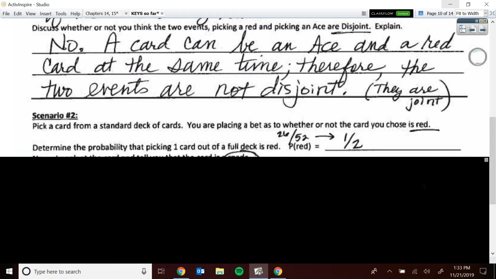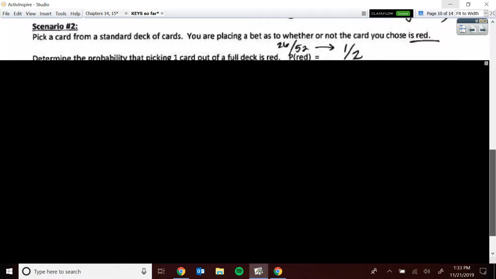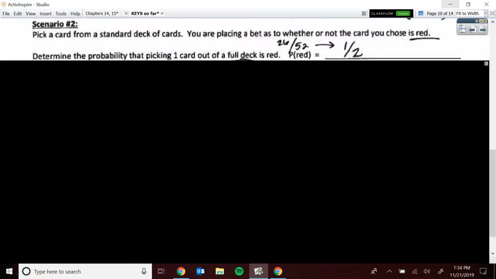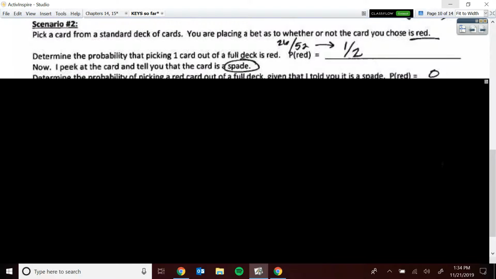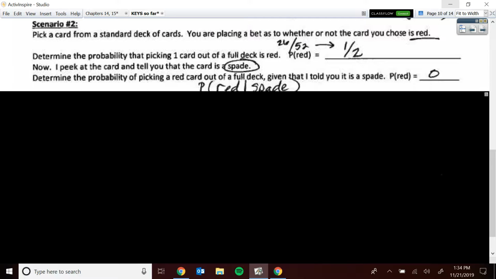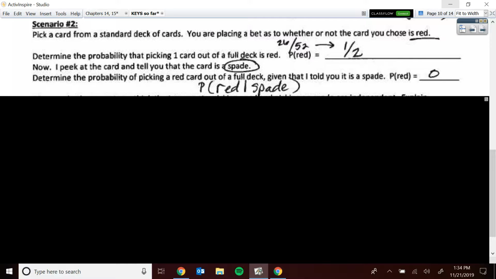Okay, 1/2. Everybody, we know that. So he's got a 50% chance of winning. I'm going to look at it and give you a hint. It's a spade. So what is your bet now? That it is probably not going to be red. So the probability that it is red is now 0. Why? Because all the spades are black.